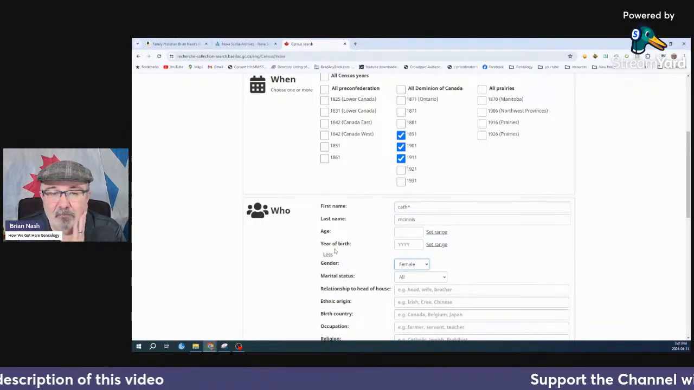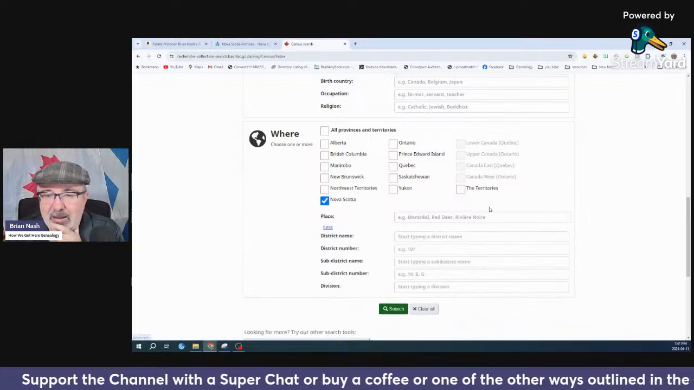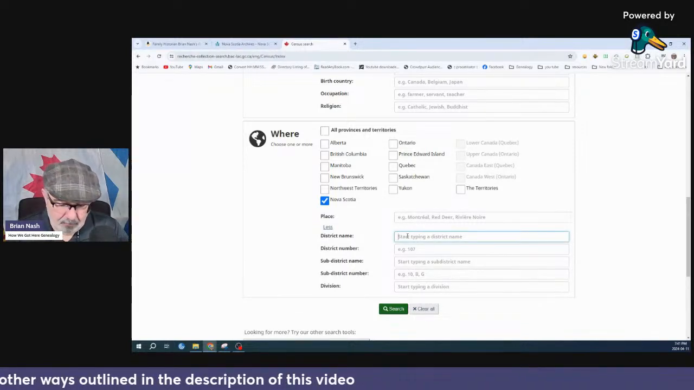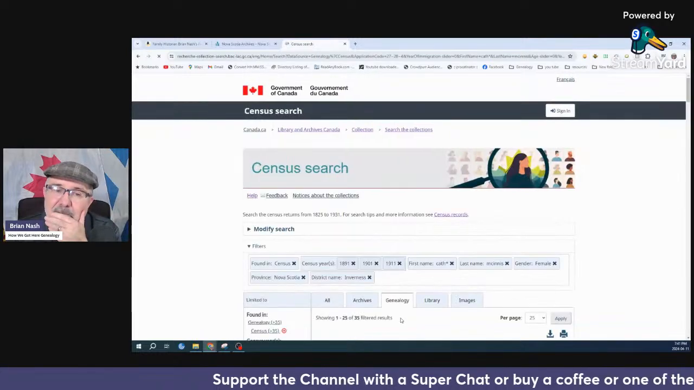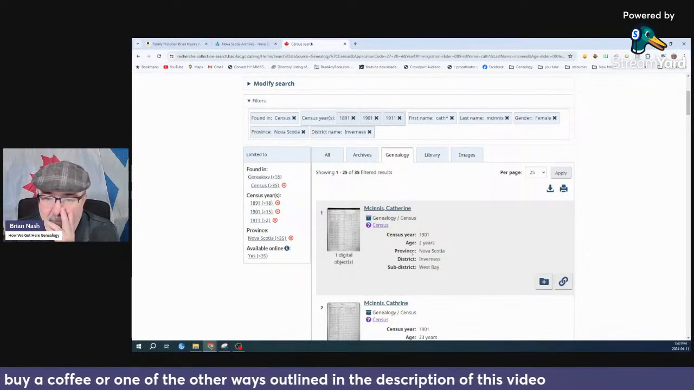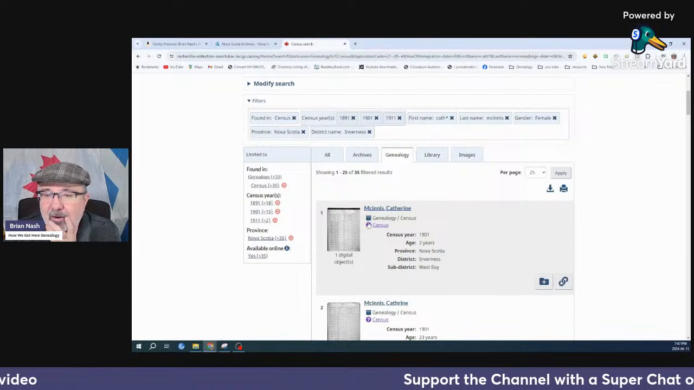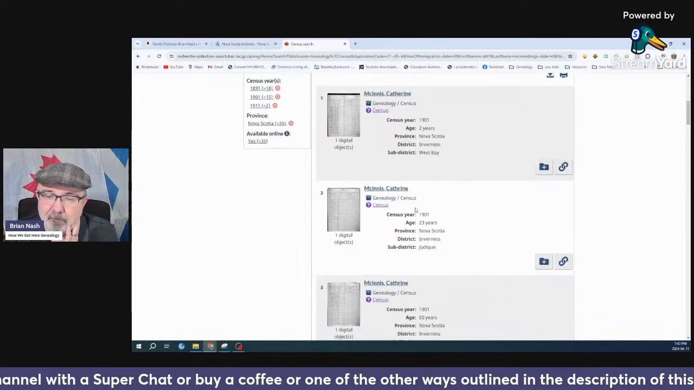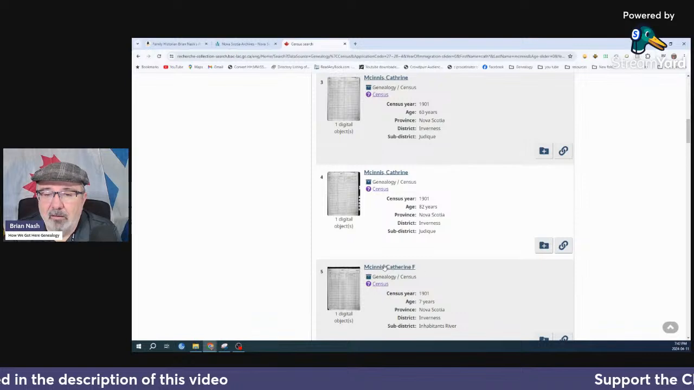I know I'm looking for a female. And I know I'm looking in Nova Scotia. Now, in place, I can narrow it down. I'm going to narrow this down, and I'm going to search for Inverness for the district. I'm going to see what comes up. So I have a 1901. It lists her as being 2 years old. So this is possible for her. That means she was born in 1899, which would mean that when she died, she was in her mid-80s. It's approximately the right time. West Bay and Inverness County, that definitely looks like a possibility. This person's way off. This person's way off. This is a possibility.